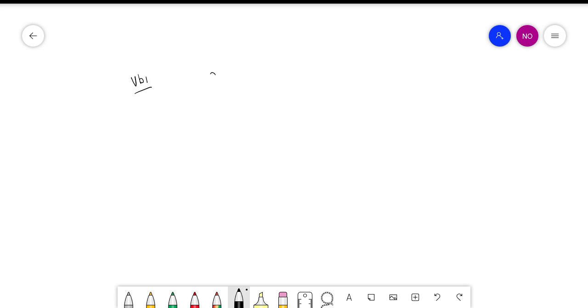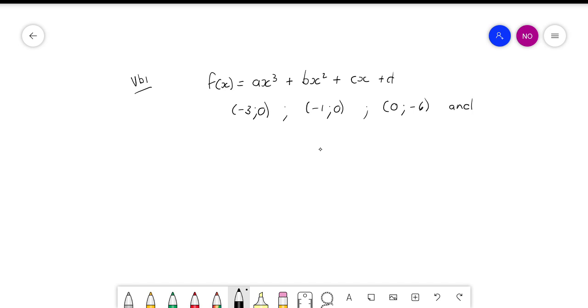Hulle sê vir ons as f van x gelyk is aan ax tot die mag 3 plus bx squared plus cx plus d. And this graph goes through the points (-3, 0), (-1, 0), (0, -6), and (4, 0), dan vra hulle vir ons bepaal die waardes van A, B, C en D. In other words, determine the equation of the graph.